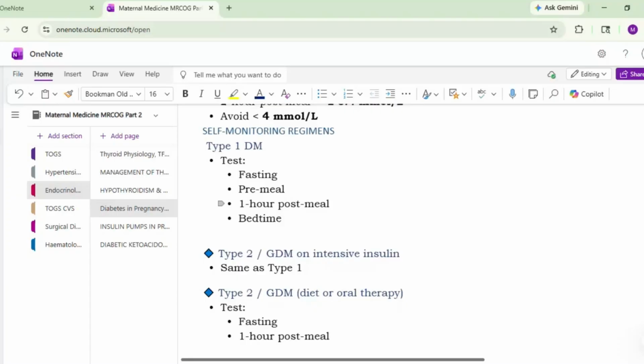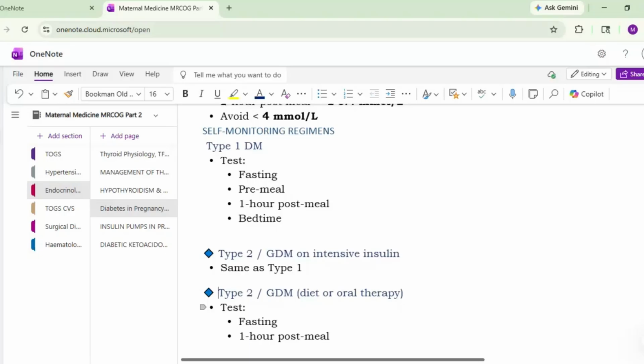Then after the breakfast will be 1 hour post meal. Then pre-meal will be there before the lunch. Again, post lunch will be there, one more. These are four. Then pre-dinner will be there. Fifth, 1 hour post dinner will be there. That will be sixth, and another at bedtime. So that will be 7 point monitoring.